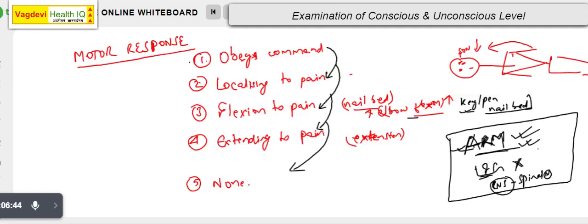After that, the third component was motor response. The subcomponent is obeys command. The patient is able to obey the command. Always go with the arm, don't go with the leg, because it is more of cerebral, CNS origin. The arm will be easy for you to elicit.